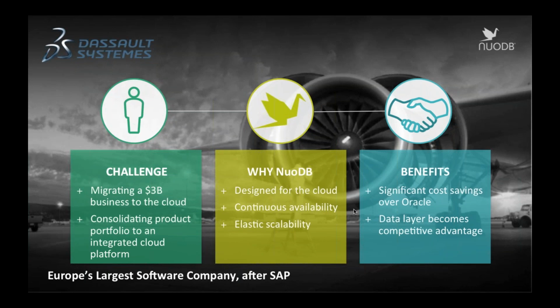It is designed for the cloud. We're going to look at that in a little more detail as we work through the slides, and I'm going to show you exactly how NuoDB runs natively in the cloud, providing continuous availability, which was critically important to them, and that elastic nature of scaling in and scaling out based on application requirements, policies, and affinity. The benefits for Dassault Systems were significant cost savings over Oracle, the product they replaced. And they really recognized that the data layer and their investment in it becomes part of their competitive advantage in their offering.